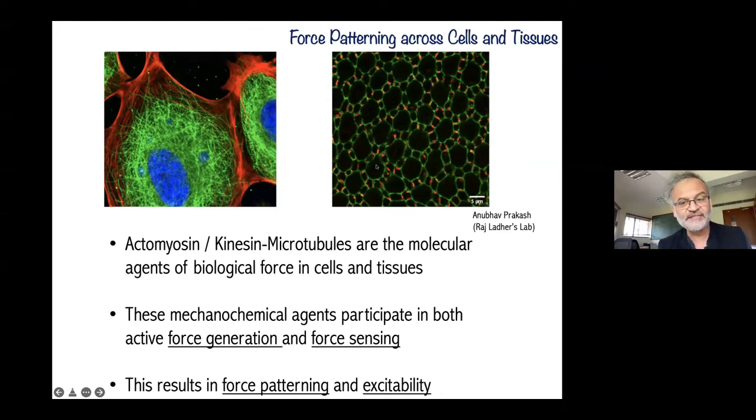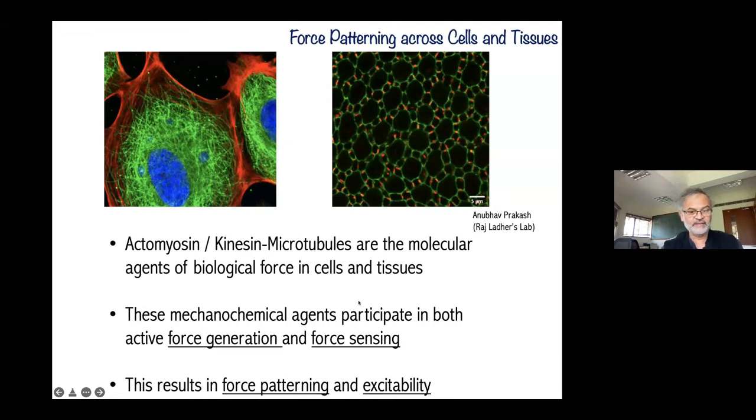What you see here is different cells which are touching each other to form a two-dimensional epithelial tissue. This is of the inner ear. And you find that this beautiful patterning of these different species of myosin is responsible for the cellular patterning that you see across the tissue. So the question now is, is there some general theory one can write down about this active force patterning, both in cells and tissues?